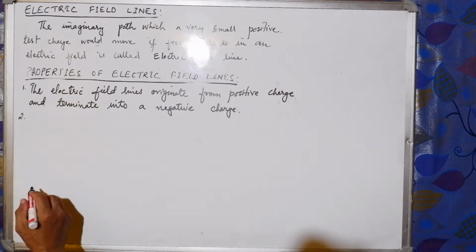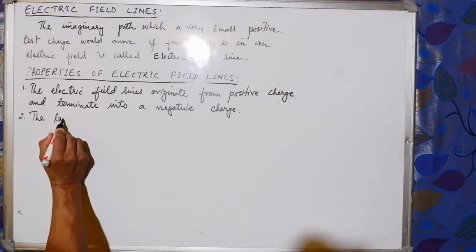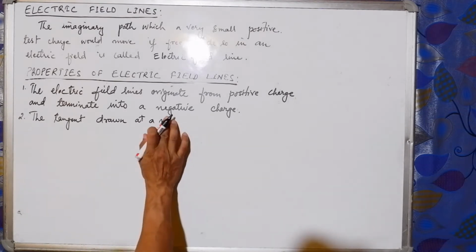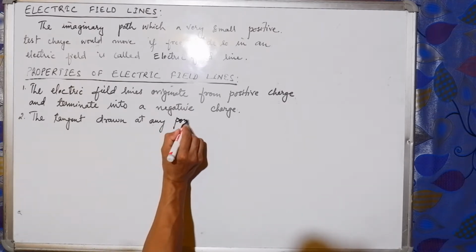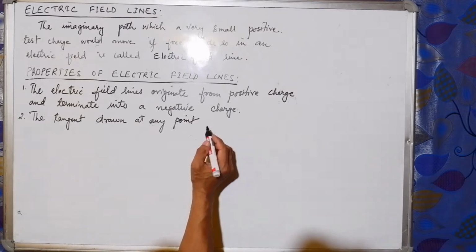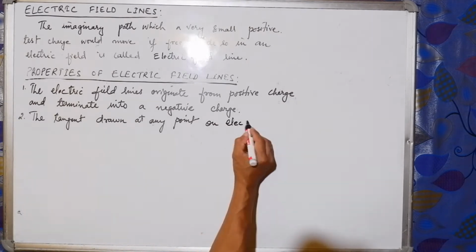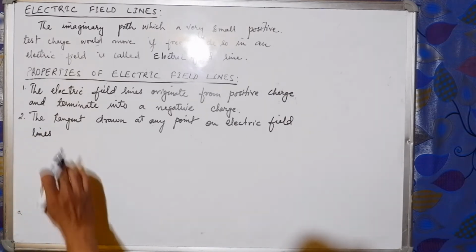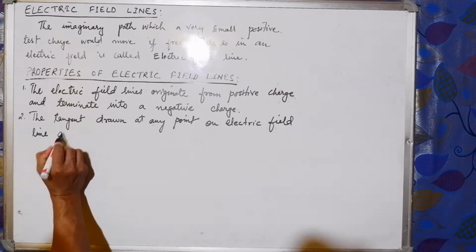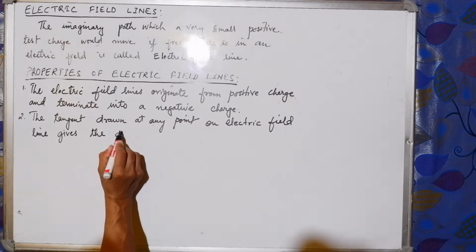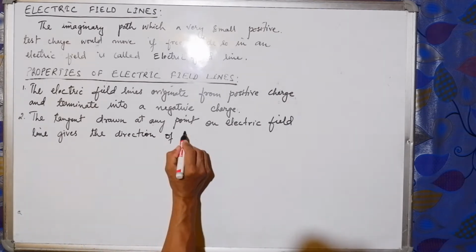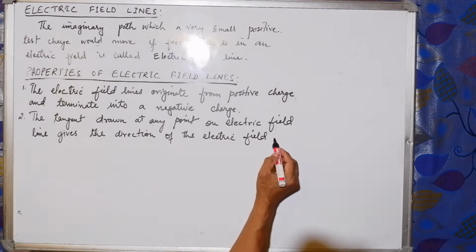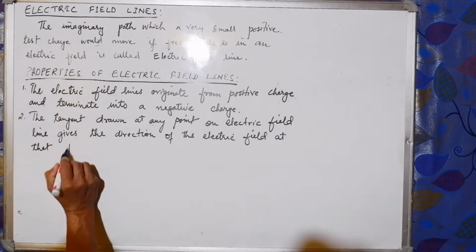Point number 2, the tangent drawn at any point on electric field lines gives the direction of the electric field at that point.